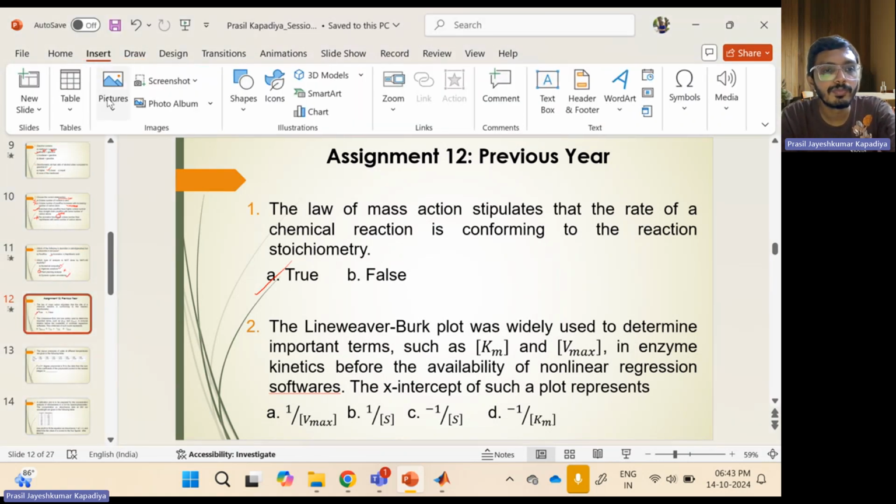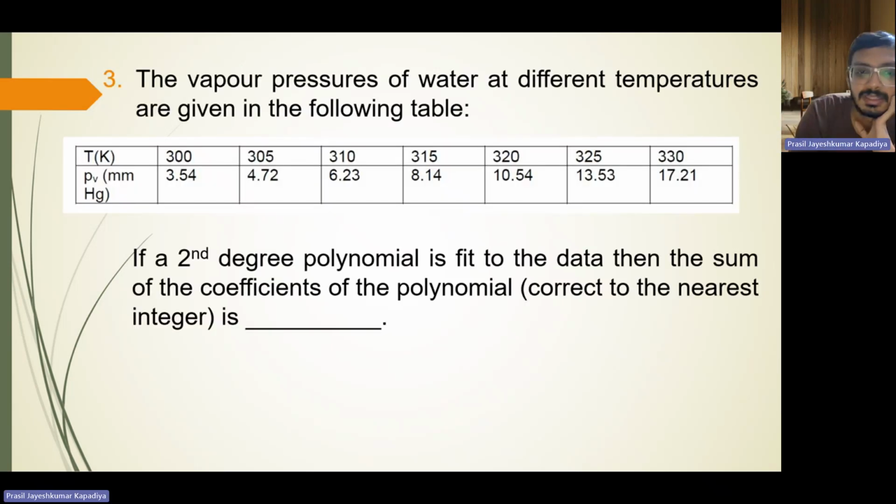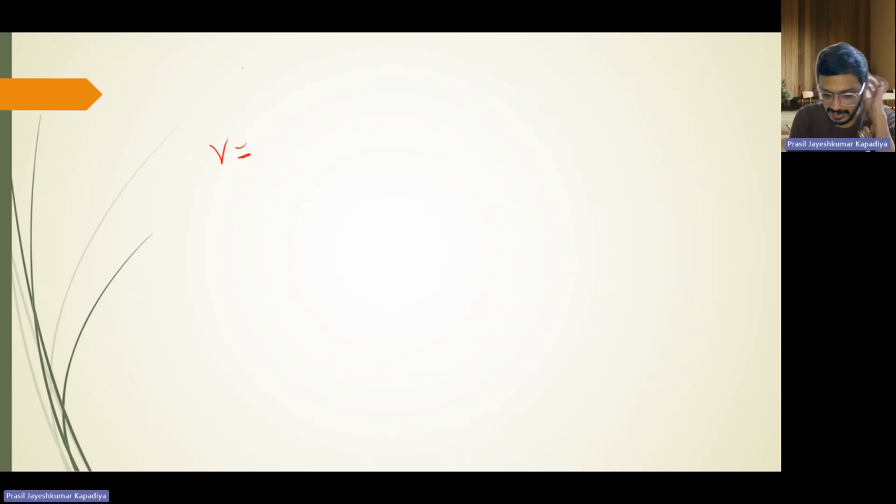I will show you some. So enzymes generally do not follow this law of mass action. According to the law of mass action, V is equal to K into substrate concentration. So these enzymes do not follow the law of mass action.